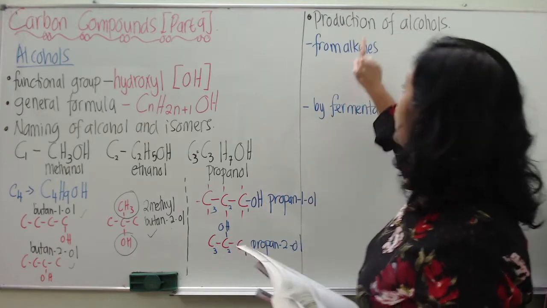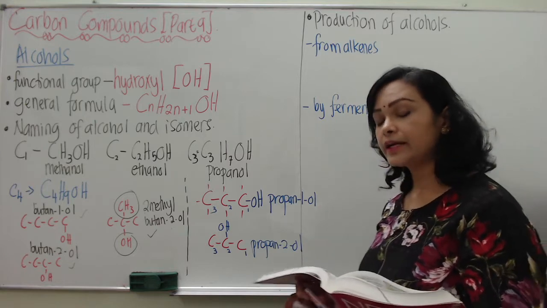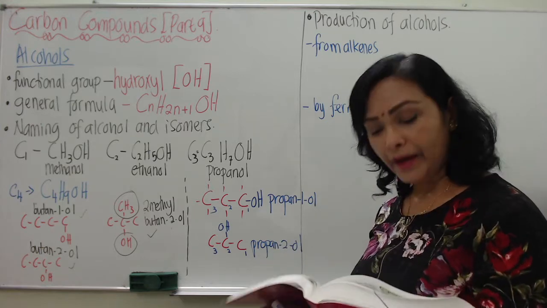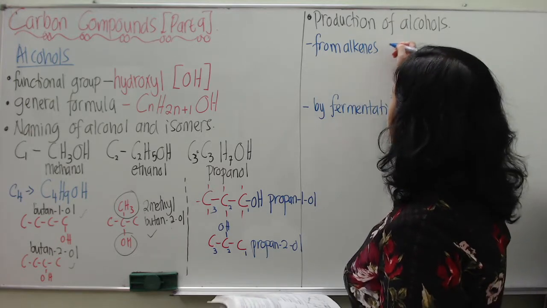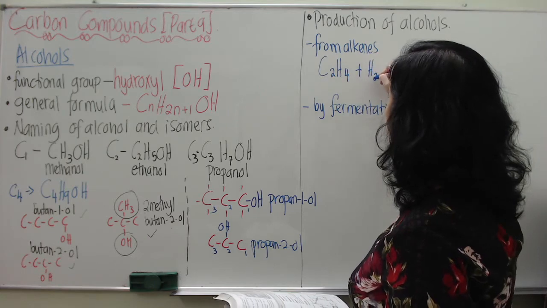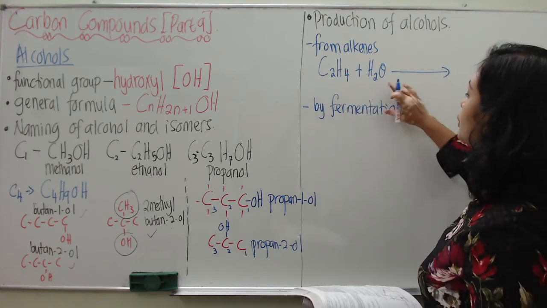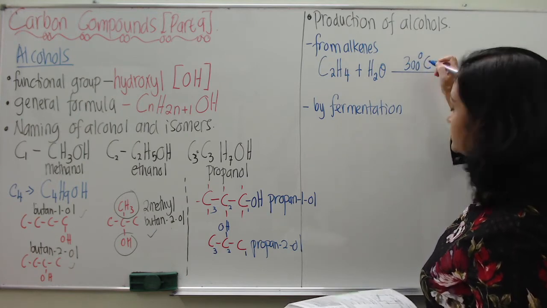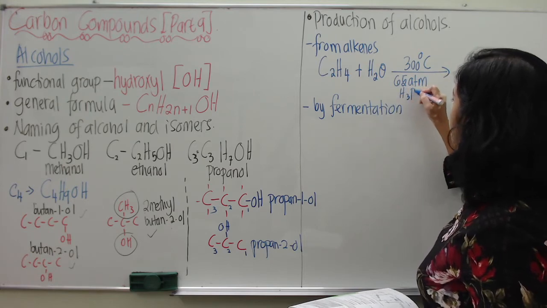Now let's go to how do you produce alcohol. If students can remember the chemical reaction of alkenes, alkenes are produced from C2H4, you add water. This is technically a hydration process. C2H4 added with water in the form of steam, at 300 degrees Celsius, 65 atm, with phosphoric acid.